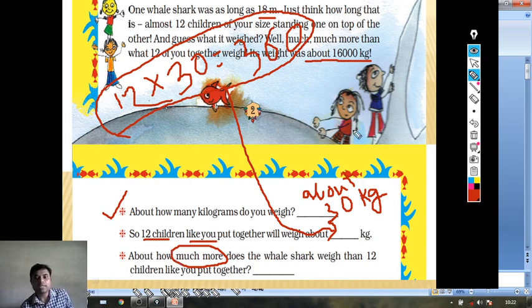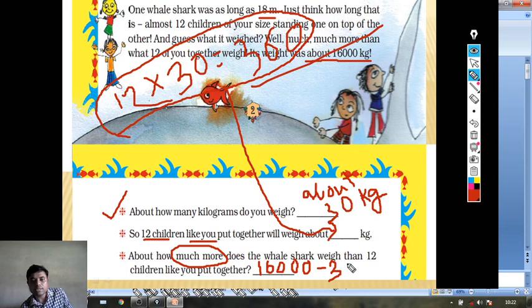Okay, so what is the weight of one whale shark? 16,000. You please note it down in your book. Minus, what is the weight of 12 children? Here, 360.